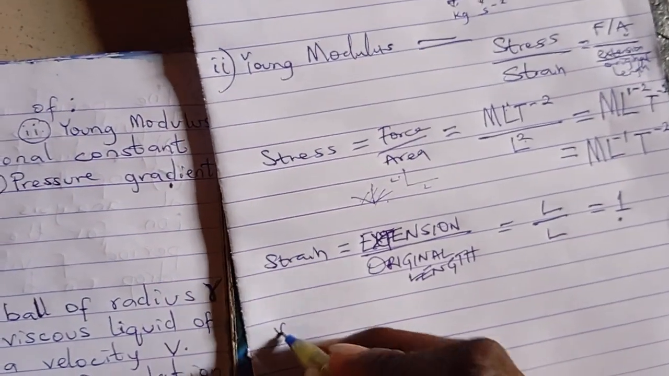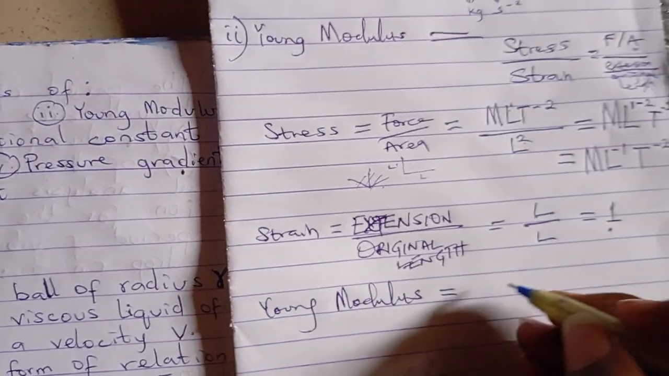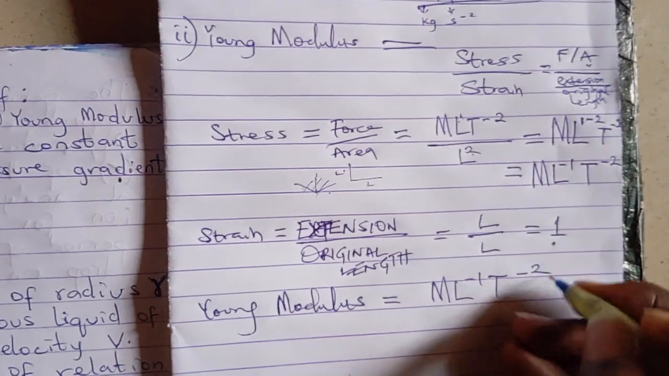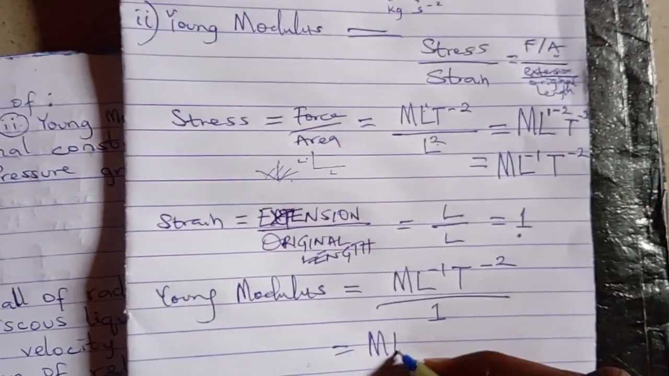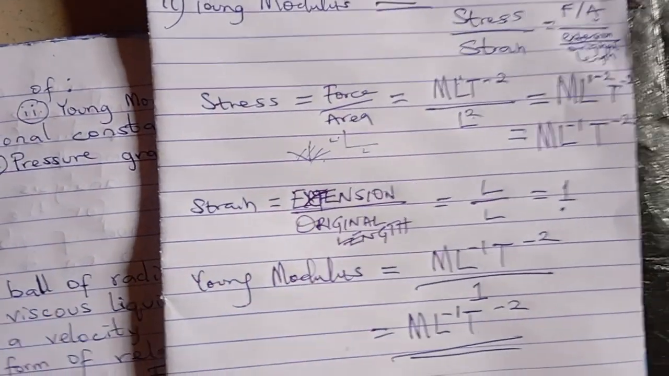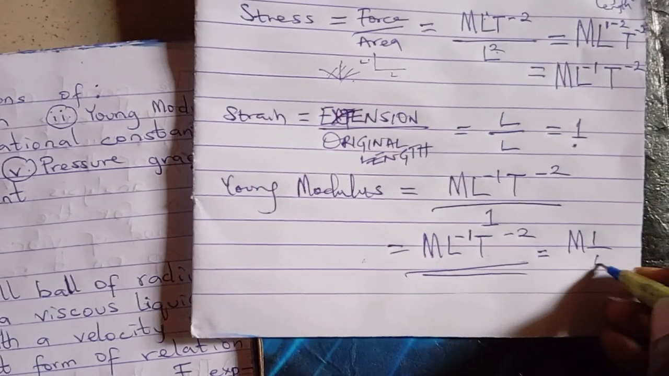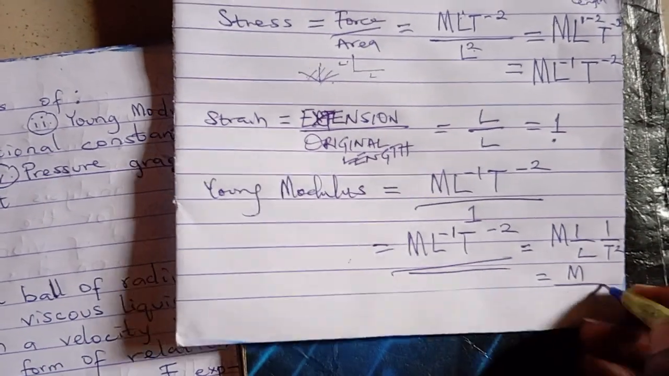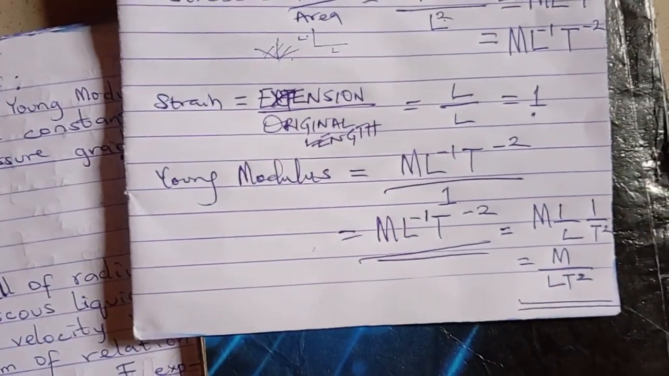So let's go back to our Young modulus. For that reason, Young modulus is simply, let's apply what we have for stress. ML^-1 T^-2 all over 1. Which means anything divided by 1 is that. Which means that Young modulus is simply equal to stress. This is our answer. And if we progress to putting this in indical form, we have that this is M^1 over L^1 over T^2, which is the same thing as M all over LT^2. That is applying indices. So this and this, they are the same.